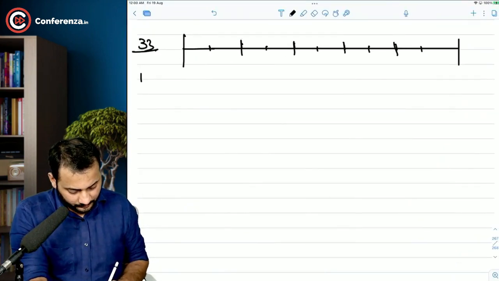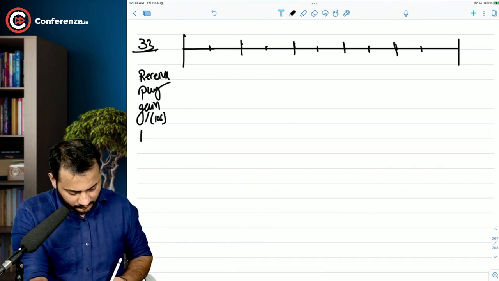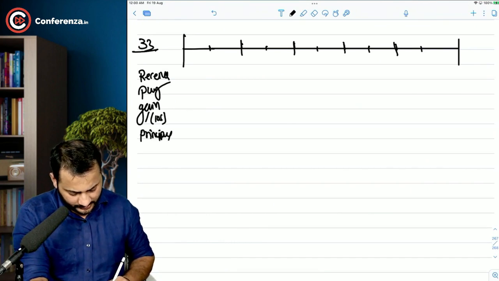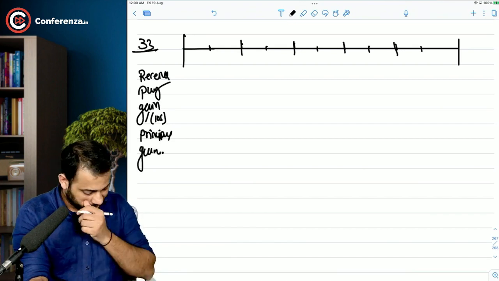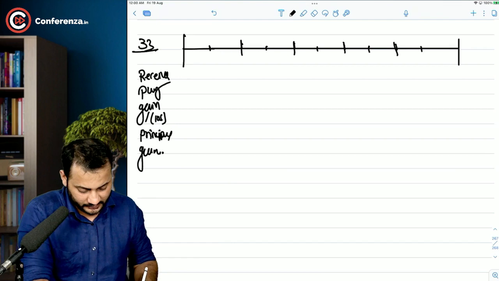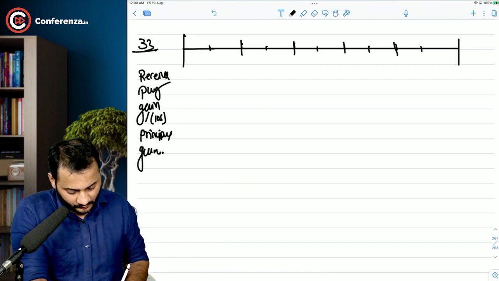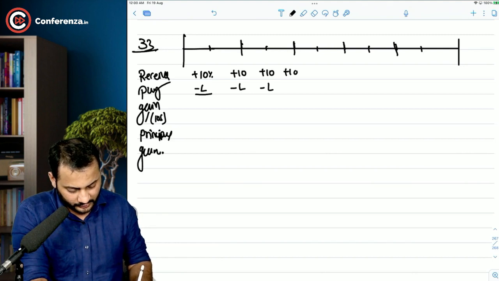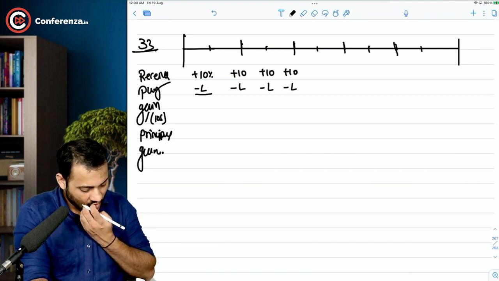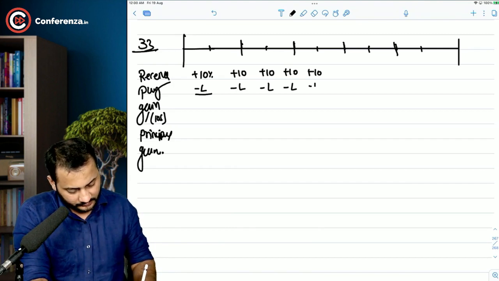So receive, pay, gain or loss, whatever, principal and gain. Again, understand what was happening for the first 5 payments. 10% you will receive here. You will pay LIBOR here. 10% you will receive here. You will pay LIBOR. 10, LIBOR.